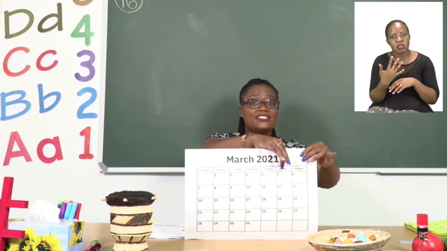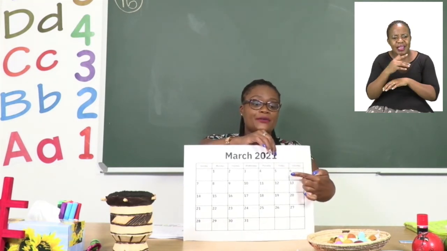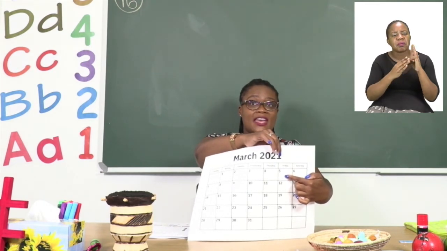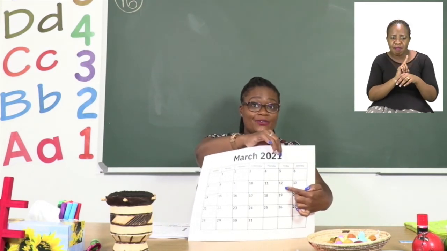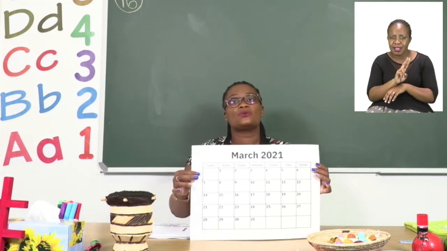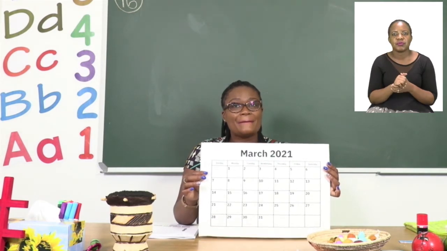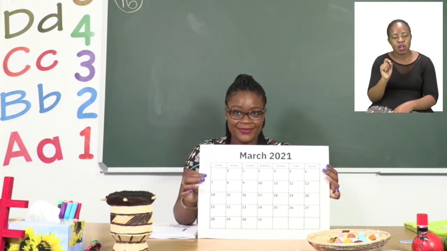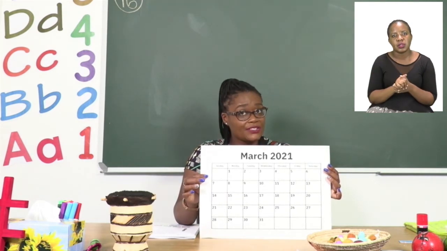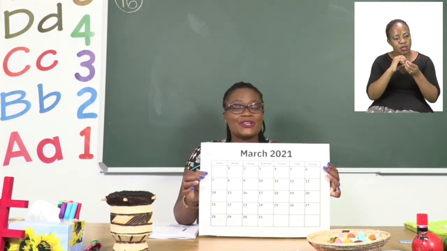And we need to find out the second Friday. So we go down. The first Friday was the 5th. And now the second Friday was the 12th. So we are going to write 12th of March. I want you to make sure that you write your 12 in numbers because that's how we write the date. So you can write 12.